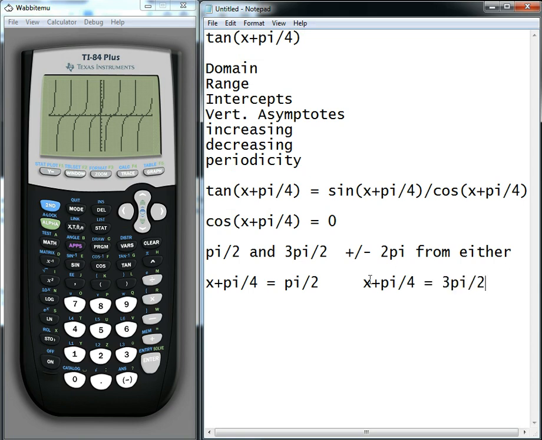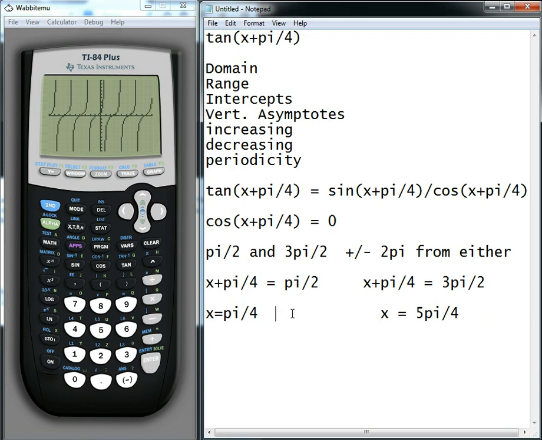It's pretty easy to solve. Over here on the left, we could subtract pi over 4 on both sides. We'd have to get common denominators here. But anyway, for this one, we'd get x equals pi over 4. And for this other one over here, we get x equals, no, I'm sorry, 5 pi over 4. There we go.